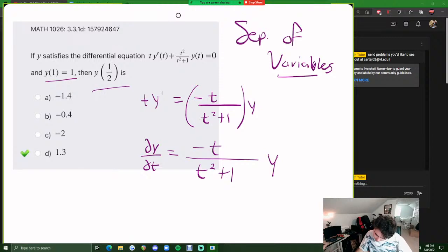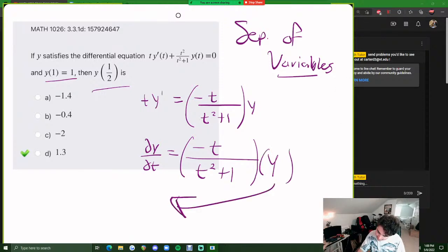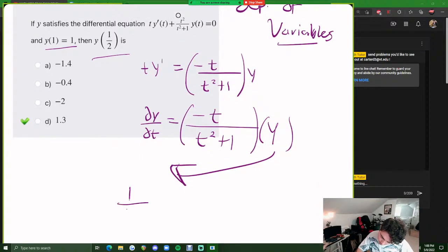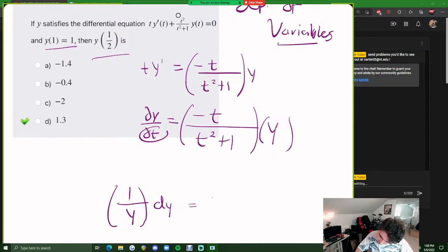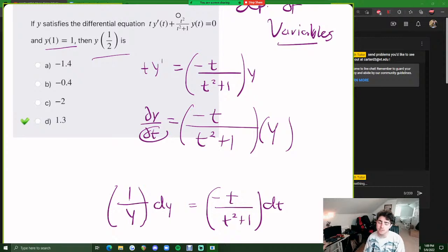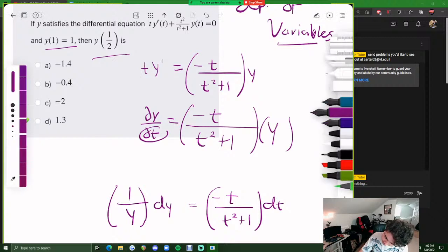In separation of variables, basically we want to get all the t terms and the dt on the right side while getting all the y terms on the left side. So if we divide by y, we will have 1 over y dy, and if we multiply dt over to the right side, altogether we should have on the right side negative t over t squared plus 1 dt. So now we have y terms and dy on the left side and t terms and dt on the right side.